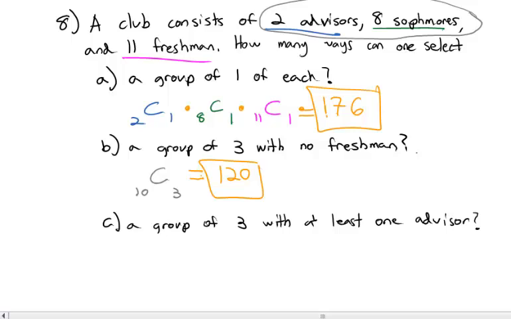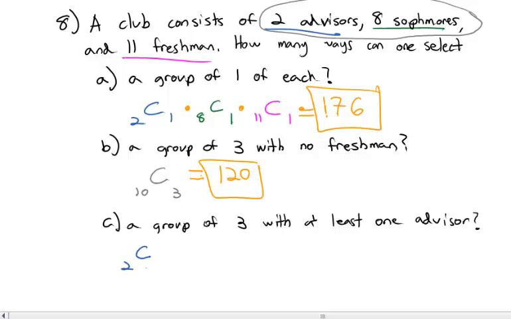Probably should have a question mark. Now here we've got 2 choices. We can either do a group of 3 with 1 advisor or a group of 3 with 2 advisors. Technically 3 advisors also, but there's no way we're going to end up with 3 advisors. There's only 2 to choose from. So what we're going to do is first look at the option where there's 1 advisor.